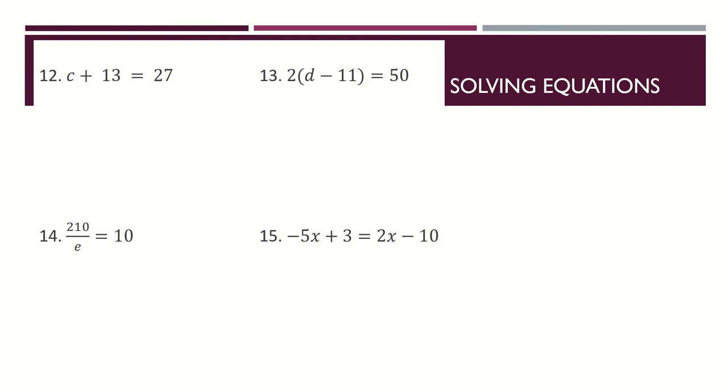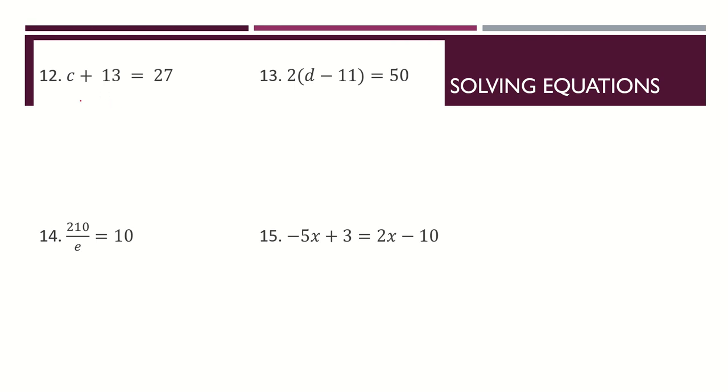Next, let us now solve equations. There are 4 items. Try to answer these on your own before we proceed in revealing the answers. Okay, so let us reveal the solutions. Check the step-by-step process. If you see that you skipped a step or made a mistake with a sign, take note of that part and try to answer again.